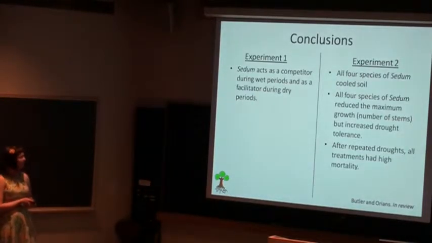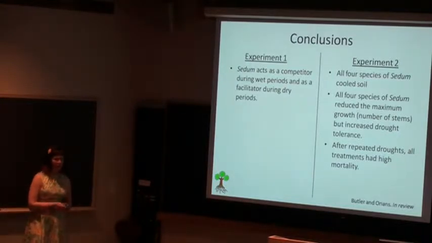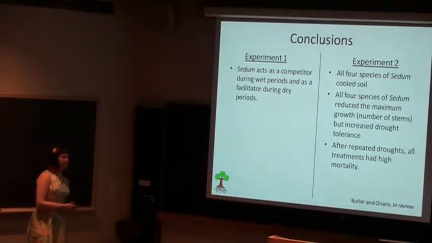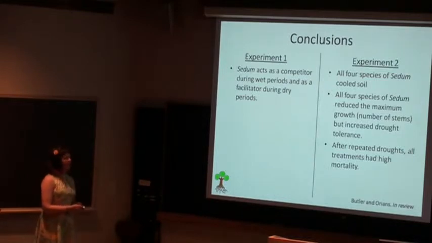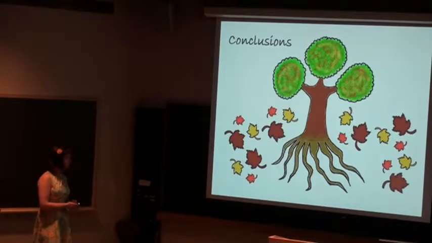Conclusions for this part is that sedum acts as a competitor during wet periods and as a facilitator during dry periods. For experiment 2, all 4 species of sedum cooled the soil, and all 4 of them reduced the maximum growth, but increased drought tolerance of their neighboring plant. And after repeated droughts, all treatments had high mortality.